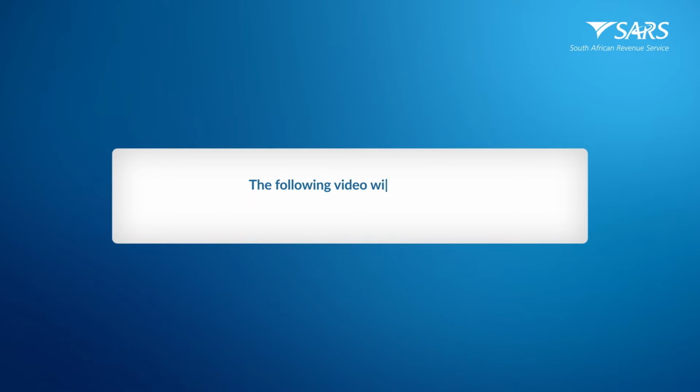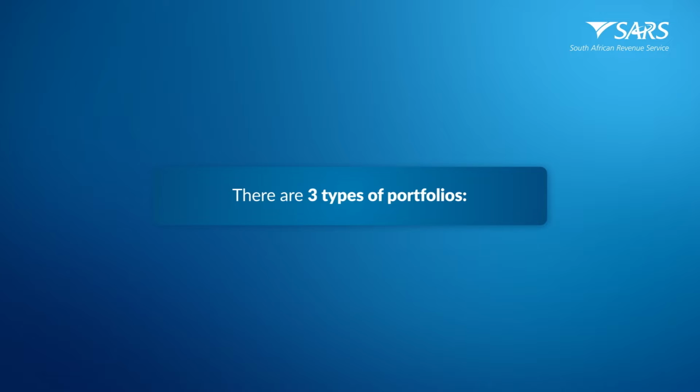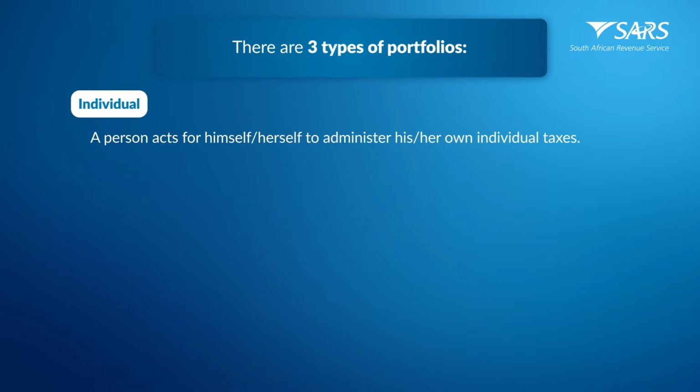The following video will show you how to add a new portfolio on SARS eFiling. There are three types of portfolios. Individual. A person acts for himself or herself to administer his or her own individual taxes.